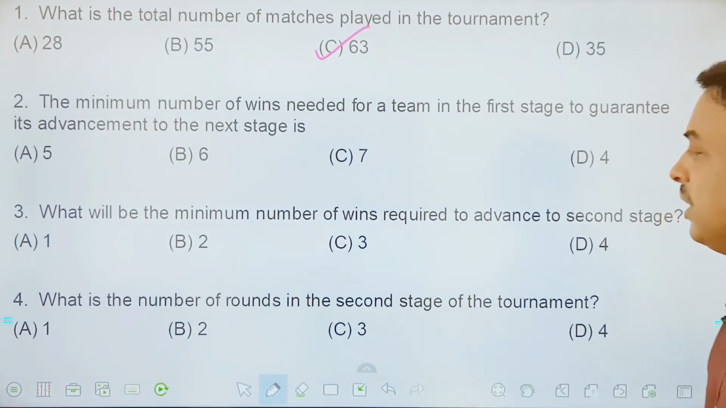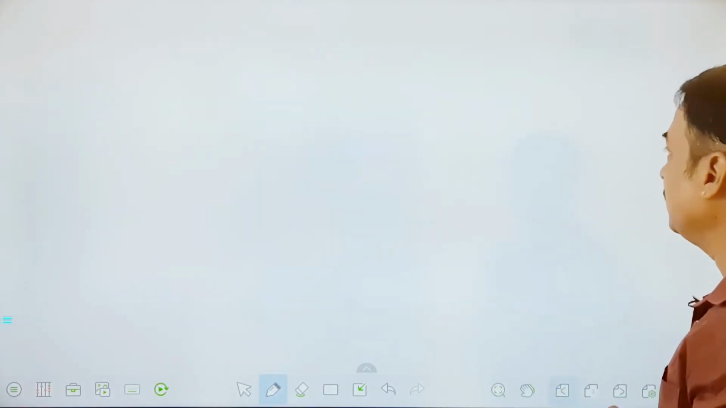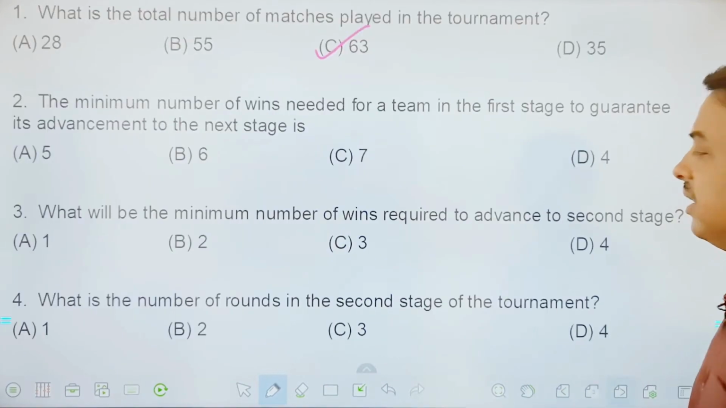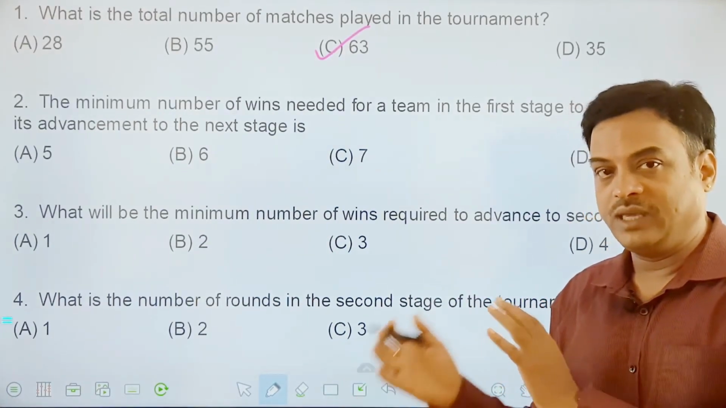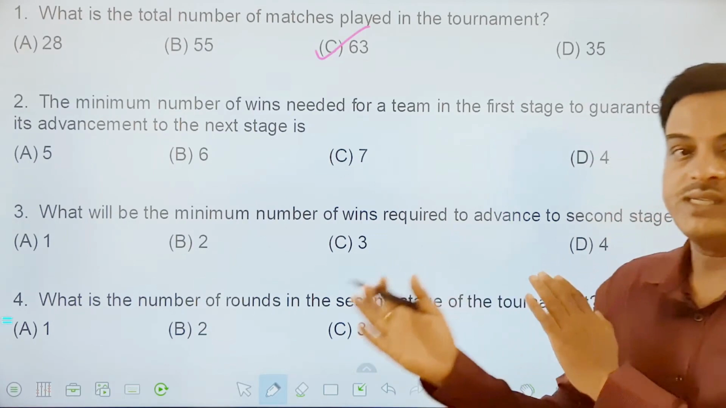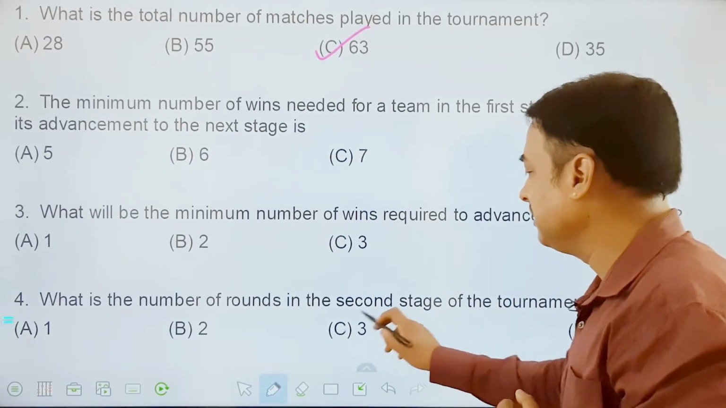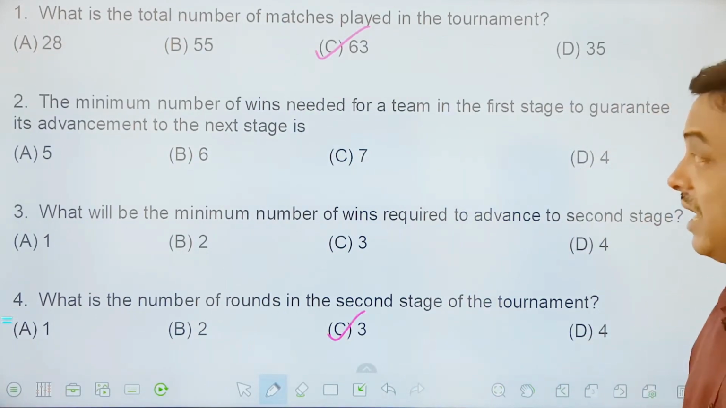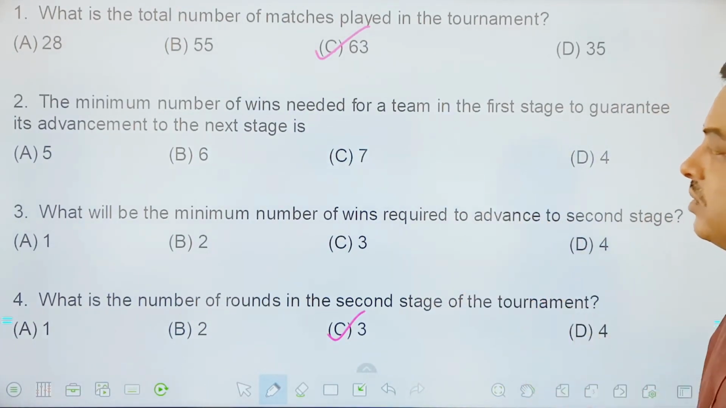Last question, what is the number of rounds in the second stage of the tournament? The number of rounds in the second stage of the tournament will be 4, 2 and 1. We had 4 wins, 2 wins and 1 win. So 3 rounds were played on a knockout basis. So the answer is 3 for this. Now look at the second question and the third question. Let us start with the third question.